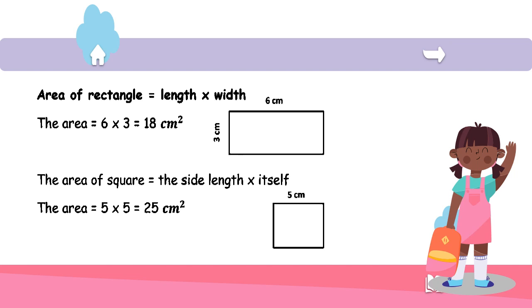Okay, let's go to the square. The area of a square equals the side length by itself. Why by itself? Side by side. Why? Because a square has 4 equal sides. All sides equal each other. So the area here is side by side or side by itself, which means 5 by 5 equals 25 centimeters squared. So this is the area of a rectangle and a square.